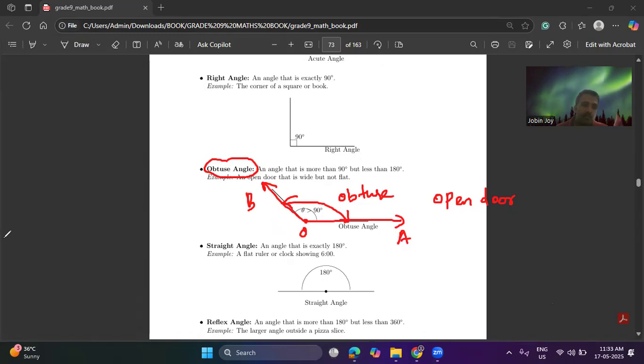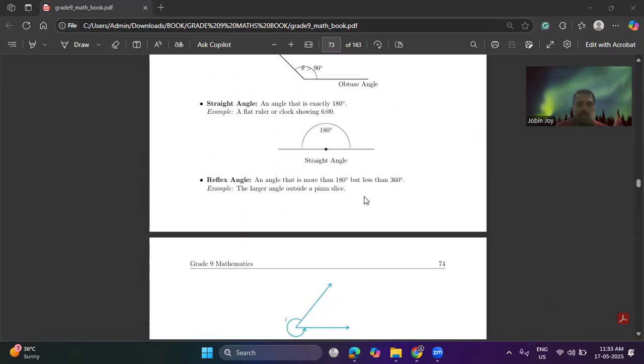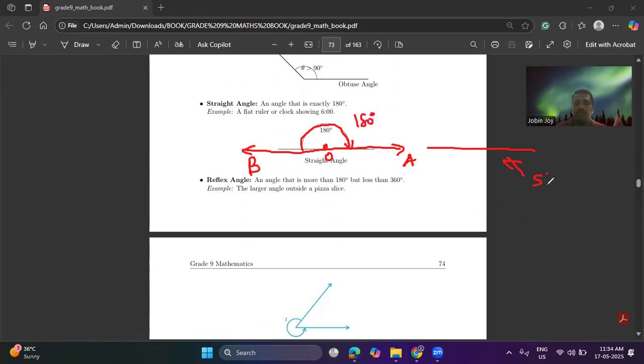The next angle will be the straight angle. So what does a straight angle mean? Again, this is our vertex O. This is our arm OA, and this is our arm OB. And this angle from arm OA to OB is 180 degrees. That means this is a straight line. So this angle is called a straight angle.